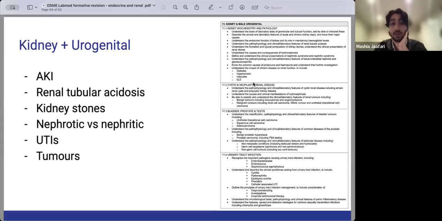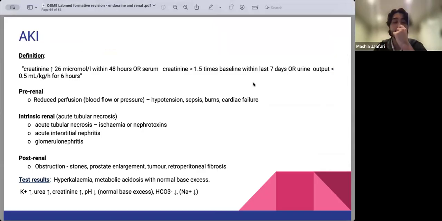Okay, so some things we're going to cover are AKI, so acute kidney injury, renal tubular acidosis, kidney stones, the much feared nephrotic versus nephritic syndromes, UTIs, and tumors. So starting off with AKI, the definition is actually quite important. They can sometimes ask questions about that.